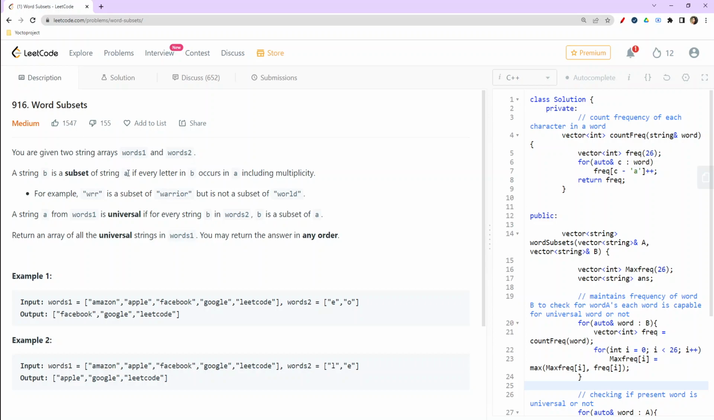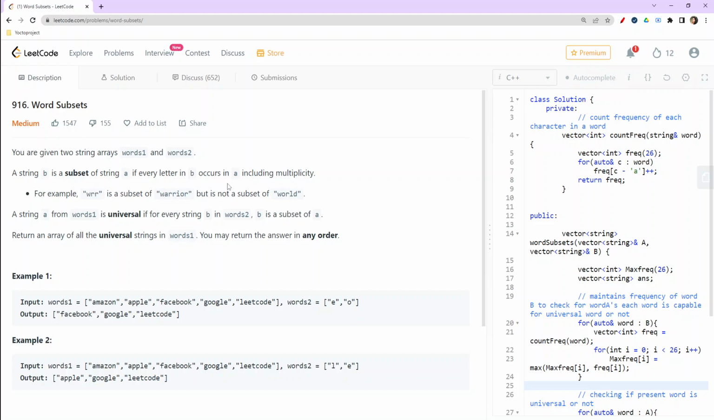A string B is a subset of a string A if every letter in B occurs in A including multiplicity. So what does it mean? For example, WRR is a subset of warrior but is not a subset of world, because in world we have R a single time but not two times, the way it occurs in WRR. So that's why I want to say including its multiplicity.